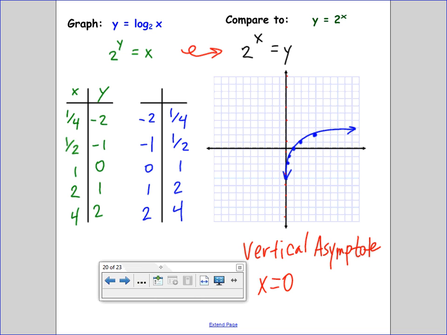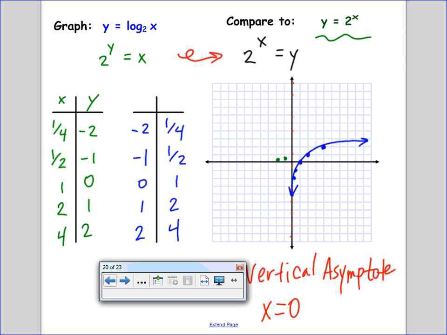Let's carefully plot my green exponential function. Ready? Negative 2 comma 1/4. Negative 1 comma 1/2. 0, 1, 1, 2, 2, 4. Whoa, look how steep that gets. My exponential growth function gets steep very quickly.